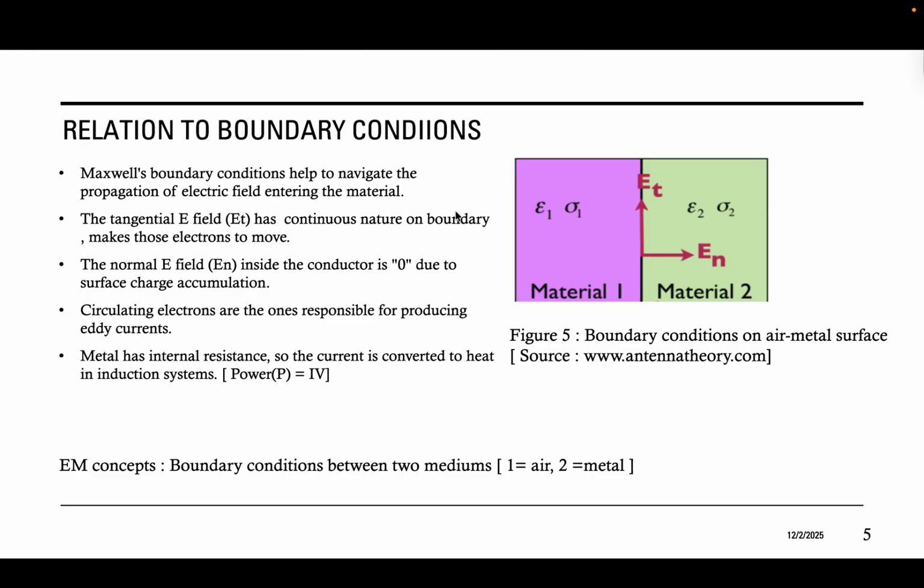And this is the slide where you can talk about the tangential and normal components between two materials, air and the metal. The tangential electric field is continuous, and that's why it makes the electrons flow. And the normal E field inside the conductor will be 0 because all those electrons will have charge accumulated on the surface, and only the electrons which move create the eddy currents. And since the metal itself has some internal resistance, it opposes the flow of the current, and the current is converted to heat in induction systems.